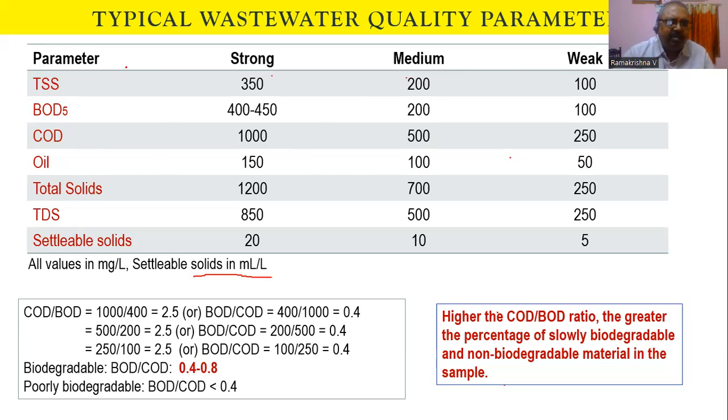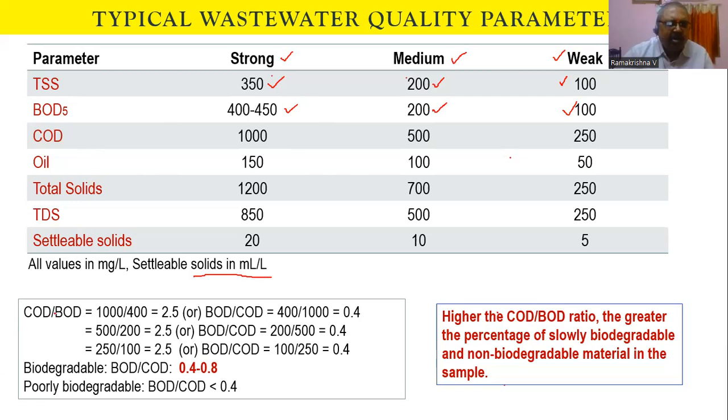The sewage is classified as strong, medium, and weak. You can see here the BOD value will be around 400 to 450 milligram per liter for strong sewage. For medium, it is 200. For weak, it is 100. Similarly, suspended solids are 350 milligram per liter, 200 milligram per liter, and 100 milligram per liter. Oil is again like that.